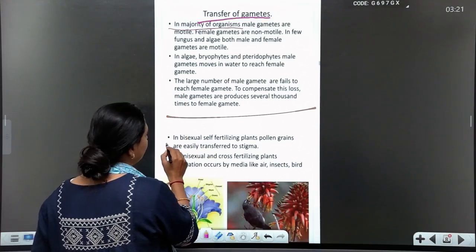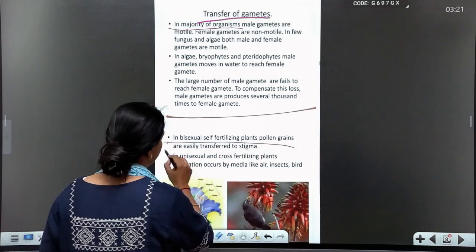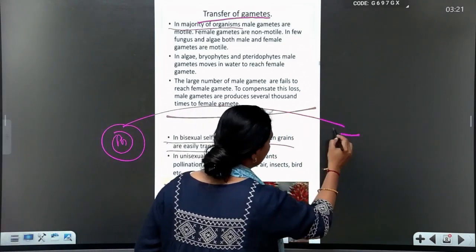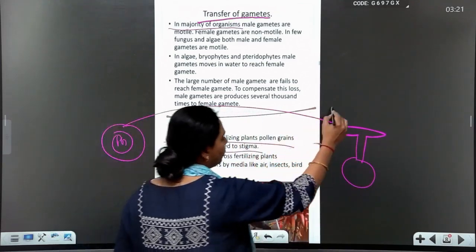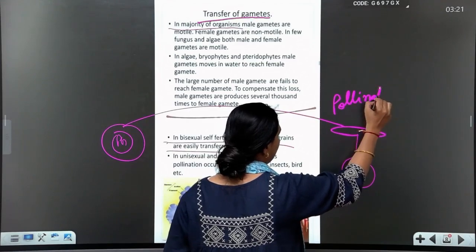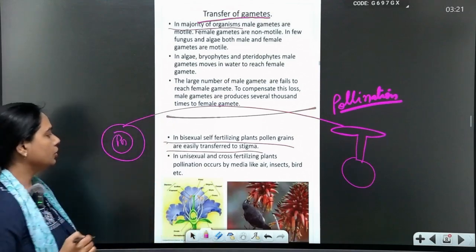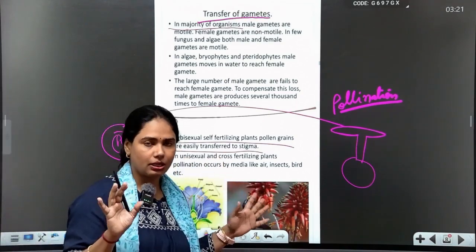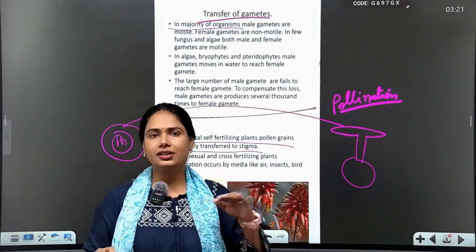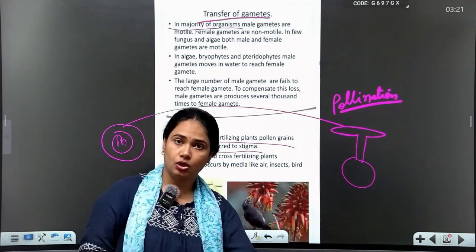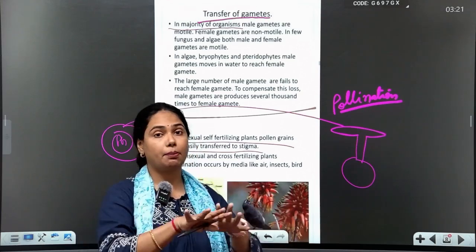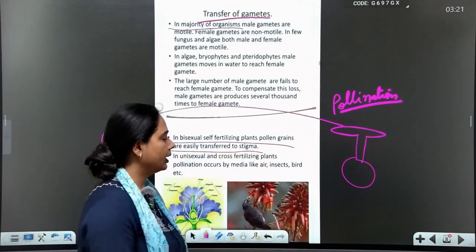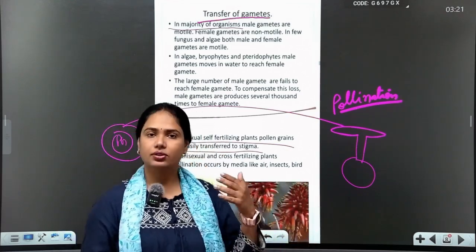Now, here is the process in which pollen grain is transferred to the stigma. This process is known as pollination. What do we call it, students? Pollination. In unisexual and cross-fertilizing plants, pollination occurs by media like air, insects, birds, etc. Pollen grain is transferred from one place to another with the help of air, water, insects, birds, mollusca, bats. These are all pollination agents. In higher chapters, we study that process.